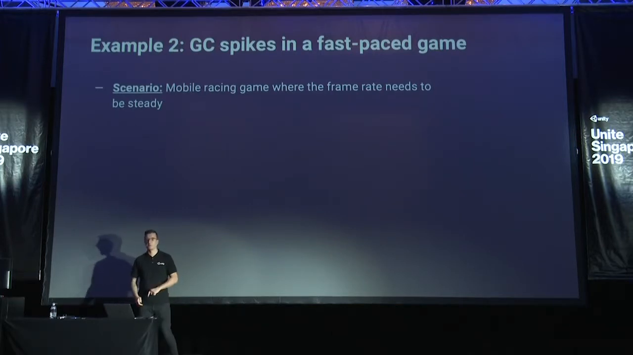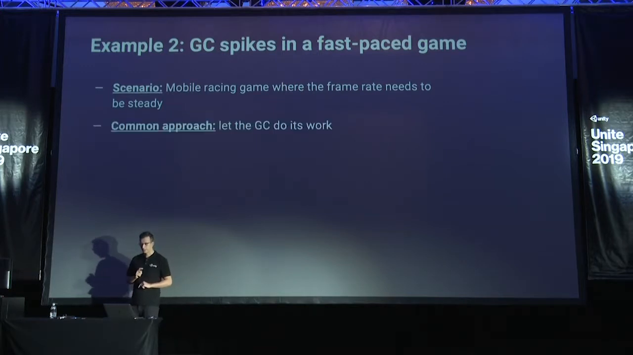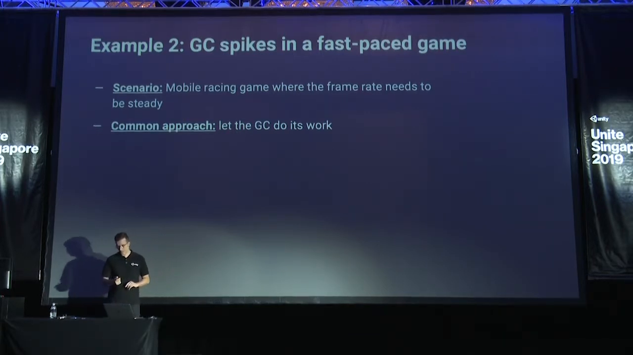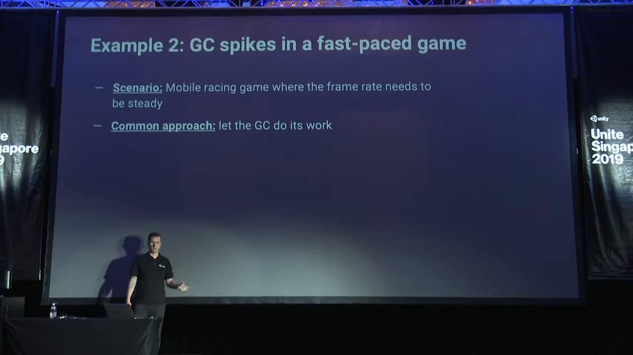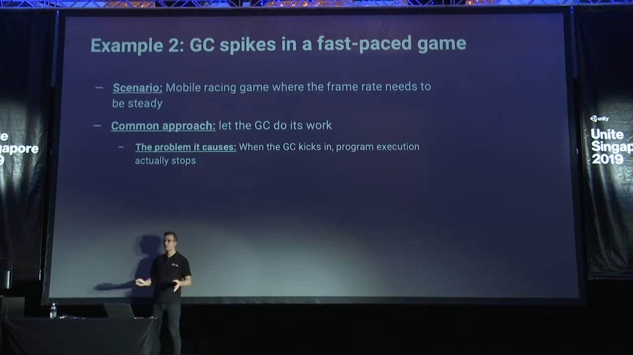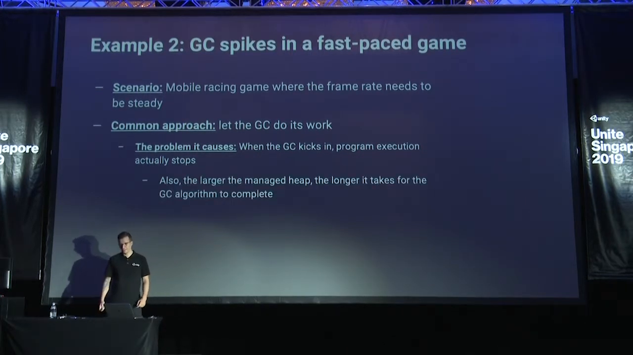Example number 2 comes from a mobile racing game, this time also from Europe, from the UK. And it was a very fast-paced racing game. So in fast racing simulations, we can't afford dips in the frame rates. We want to have a steady frame rate from the very beginning to the end. And of course, our users are going to notice all the sudden dips in frame rate. So the problem that we had is that when the garbage collection kicked in, it was basically stopping the game for like half a second, right? And it's not ideal.